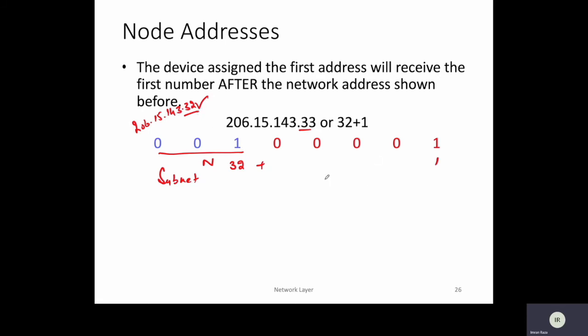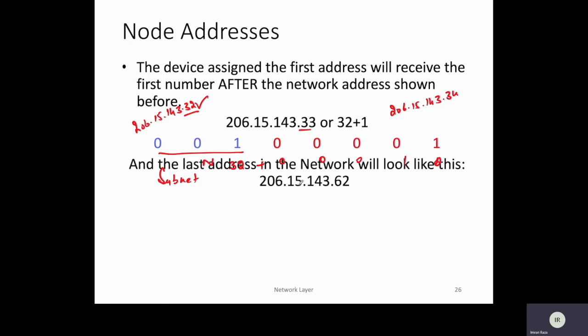And again, I do not need to have the next combination, like 0, 0, 0, 1, 0, right? So what I can do is simply add 1 into it, right? Then the value of the next node would be 206.15.143.34. I'll again add 1 into it, 35, and so on and so forth, right? So this means the last address of the node in this case would be 62. This is this combination, by the way.